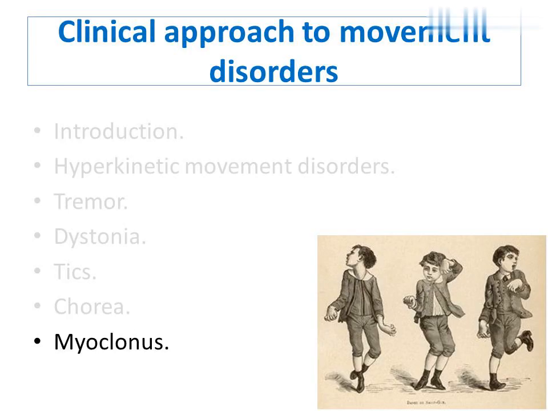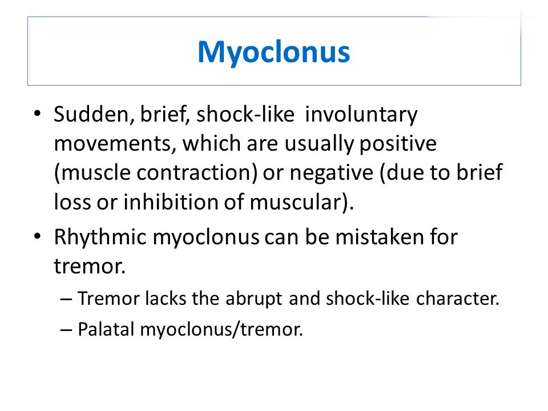Clinical approach to movement disorders. Introduction. Hyperkinetic movement disorders: tremor, dystonia, tics, chorea, myoclonus. Myoclonus: sudden, brief, shock-like involuntary movements, which are usually positive, muscle contraction, or negative, due to brief loss or inhibition of muscular activity. Rhythmic myoclonus can be mistaken for tremor. Tremor lacks the abrupt and shock-like character.